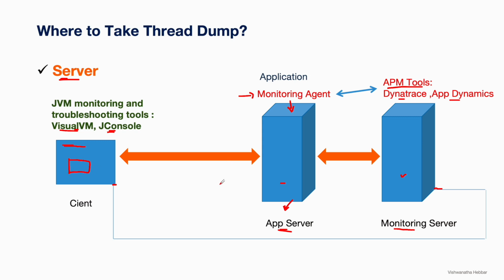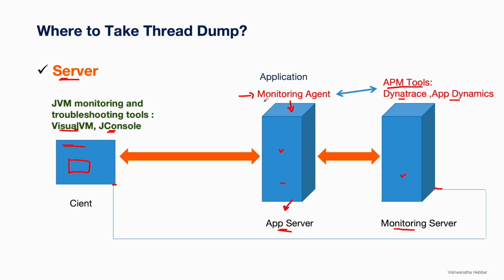So here are a couple of things you need to remember. If you have direct access to the server, you can remotely log into the server here, and you can take a thread dump by executing the commands. We will look into some of the commands for taking a thread dump later, but we need to log in here and execute the commands so that thread dump can be taken directly on the server. If you do not have access to the server, you can use these JVM monitoring tools, or you can use these application performance monitoring tools or APM tools such as Dynatrace and AppDynamics.